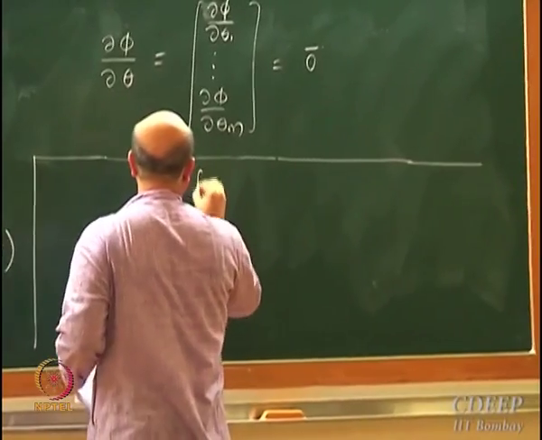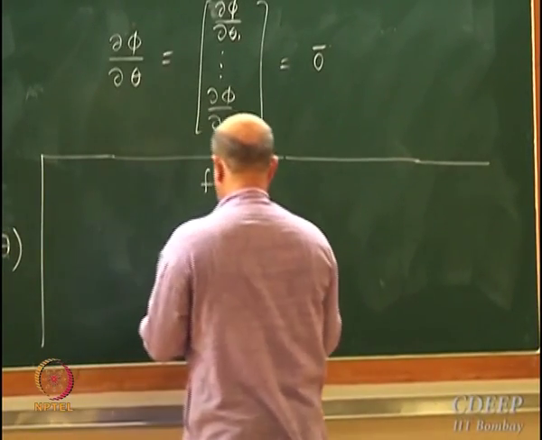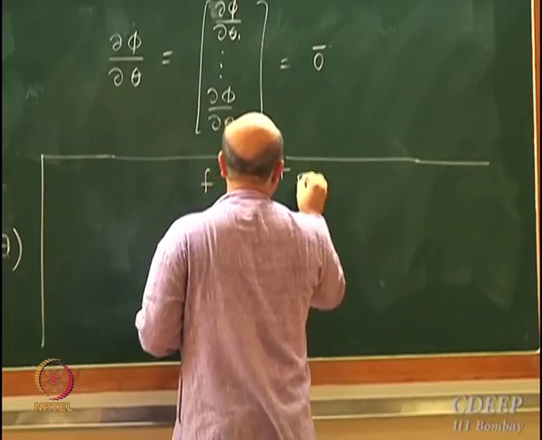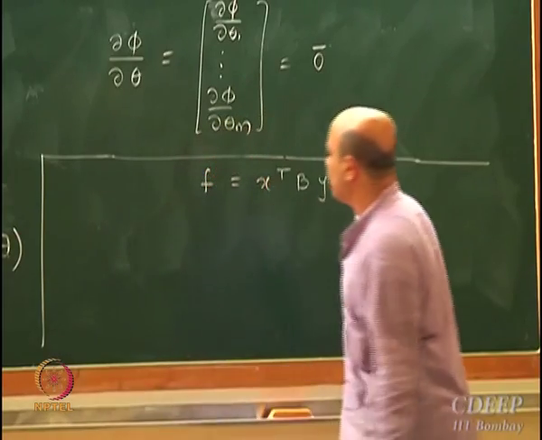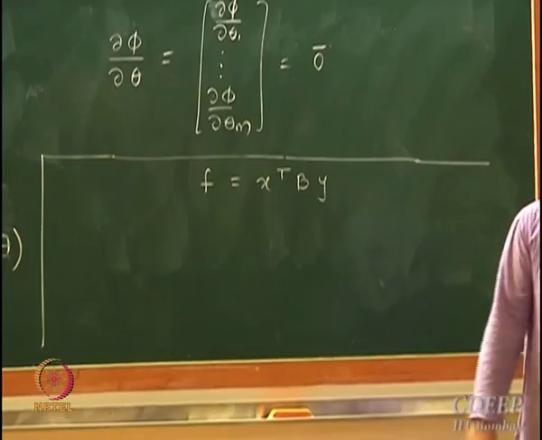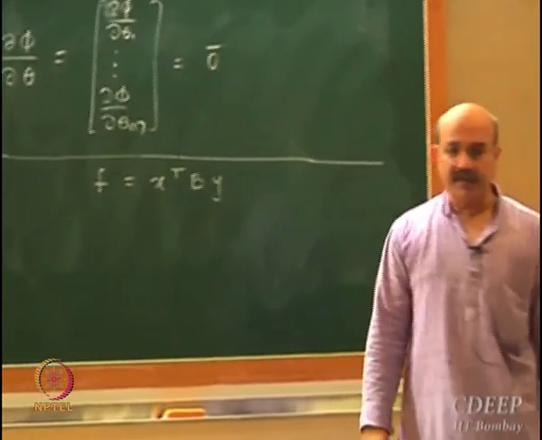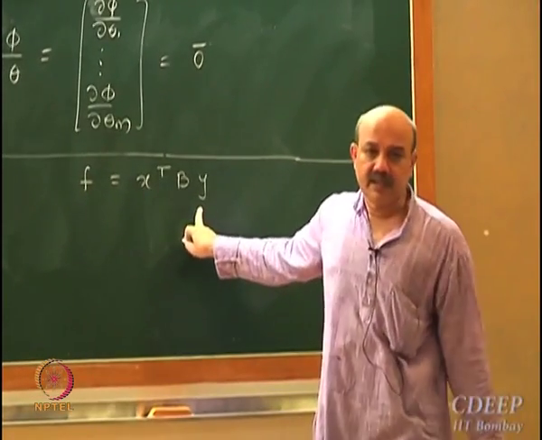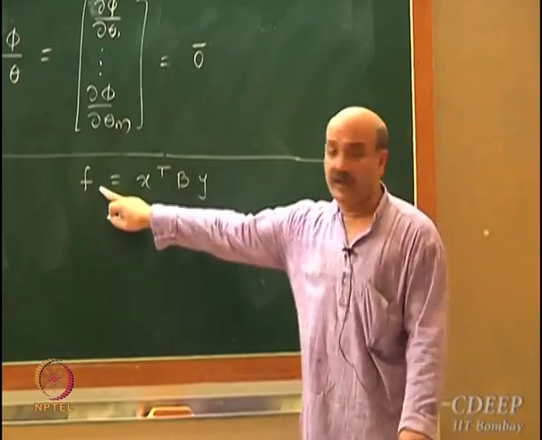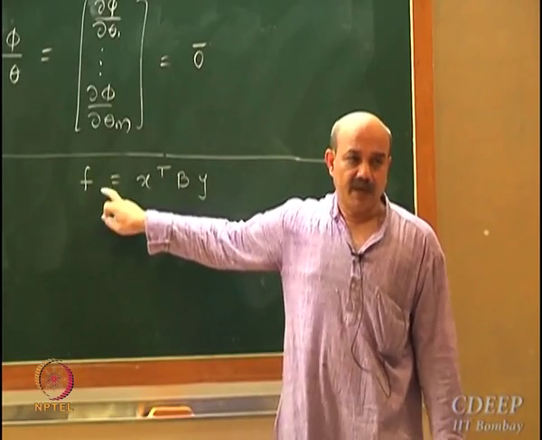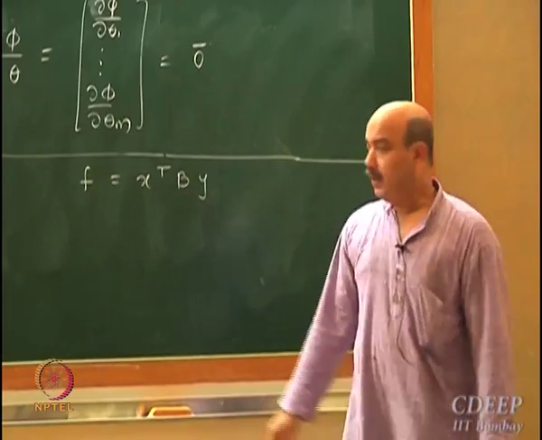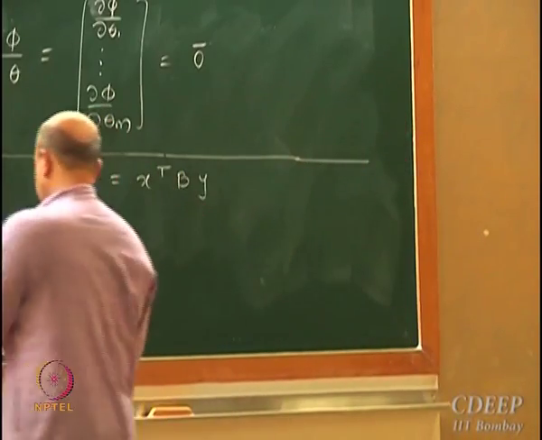So let's say I have this function f, which is x transpose by. B is a matrix. X and y are vectors. I just want to differentiate f. Now, f is a scalar function. You can see that. How do I differentiate?